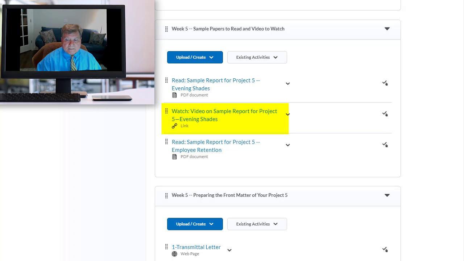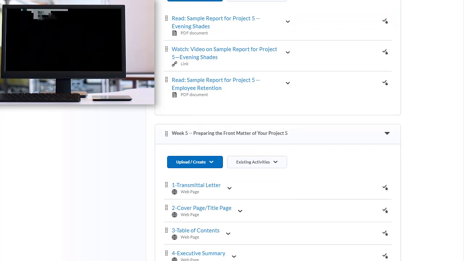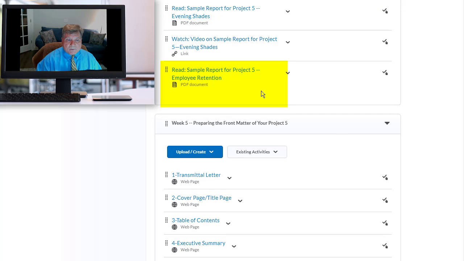And just to back things up, you also have a second sample paper. It's about employee retention, and you will see how both papers, Evening Shades and Employee Retention, have the same structure, especially when it comes to their front matter. So you're also going to be discussing that second sample paper, employee retention, in your discussion board this week.